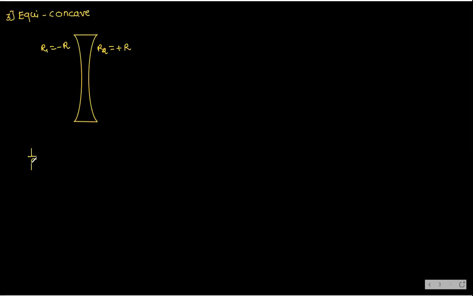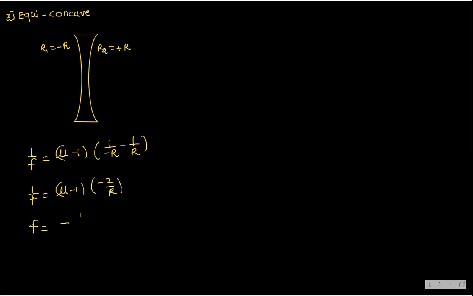Then again I'm using the 1 by F formula. So directly I am writing mu minus 1. Why? Because this is also air only. 1 by R1 is 1 by minus R. Minus of 1 by this is plus R. So how much are you getting here? 1 by F is equal to mu minus 1 into minus 2 by R, and therefore by taking the reciprocal you are getting F equals minus R by 2 into mu minus 1.